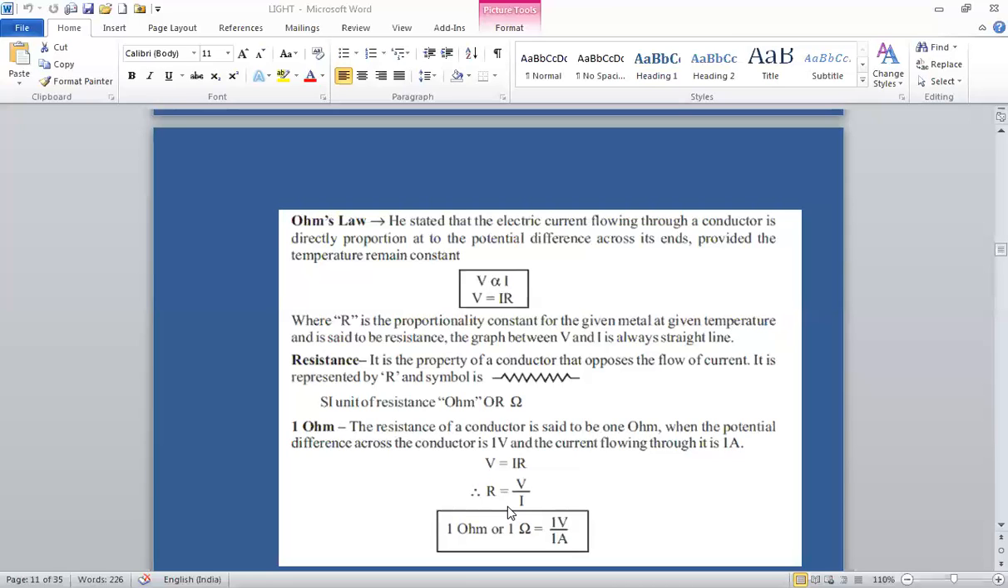The third version of Ohm's law, that is R is equal to V by I, resistance is equal to potential difference upon current, tells us that for a given material of fixed resistance, an increase in voltage will tend to increase the value of current flowing through the material and vice versa.